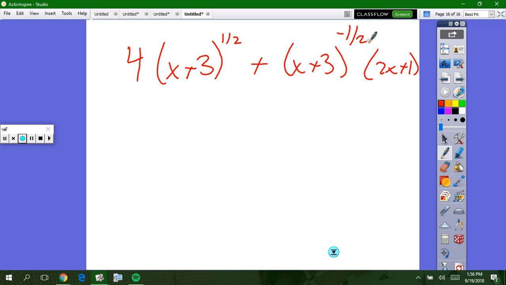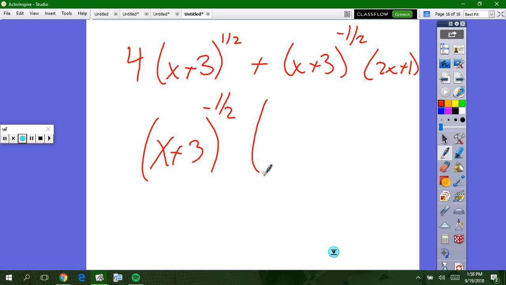All right, who do they have in common? Plus 3, right? Raised to what power? Who's smaller? A half or negative a half? Negative a half, right? Would you guys rather have a half of a dollar or negative a half of a dollar? I'd rather have a half, so he's okay. Now once again, I factored him out.